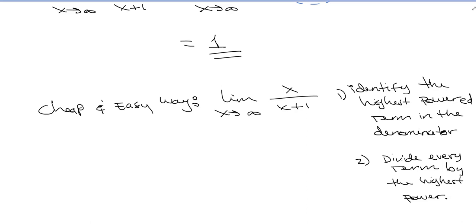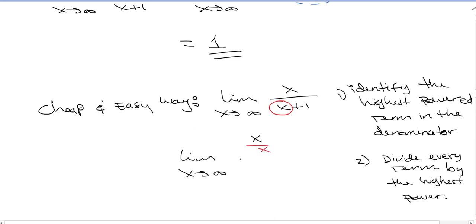So what that means, I am going to identify in the denominator I have x. X to the first is the highest term that I see. So I'm going to take that term, just the x term, and divide every single term in my expression by that. So what that's going to look like is the limit as x goes to infinity of x over x divided by, and then in the denominator, the same thing. So I'm going to do x divided by x plus 1 divided by x. So you identify the highest term in the denominator and then divide every term by it.